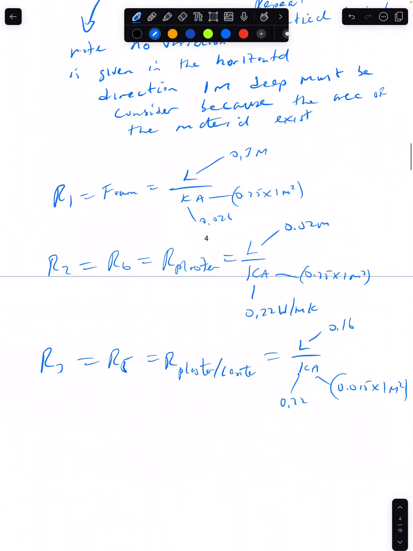So this is the area of plaster times, which is what? 0.015 times the depth, which is 1 meter square. And that's just what we are using for multiplication. And then I've told you how to solve for the resistances that are in series. If you do that, you can now solve for what? You can now solve for the rate of heat transfer for the problem.